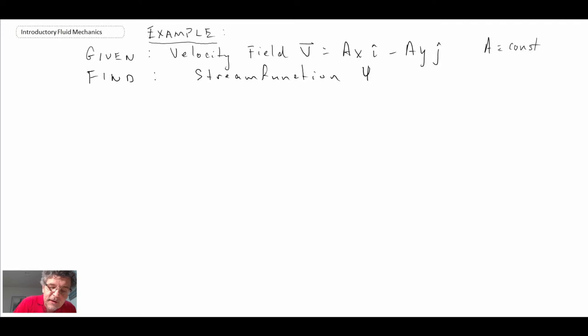Looking back at the definition of the velocity components for a stream function, we said that u was partial psi partial y, and v was minus partial psi partial x. So with that, we're going to take the two velocity components, beginning with the u component and then the v, and integrate the stream function to try to find out what it is. We're going to get a constant of integration, and we'll work through it that way. So beginning that process, we have u equals partial psi partial y, and if we look at our velocity profile that was given, that is ax.